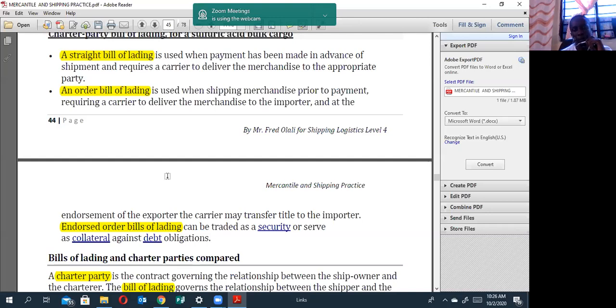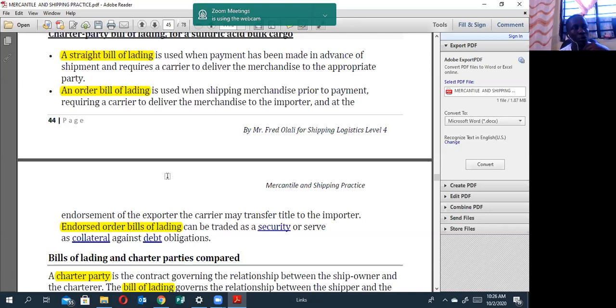Then we have an order bill of lading. This is issued when shipping merchandise prior to payment, requiring the carrier to deliver the merchandise to the importer, and at the endorsement of the exporter, the carrier may transfer title to the importer. So endorsed. This one, the order BL, is given prior to payment. So you haven't paid for the cargo, but the carrier has accepted to carry it on board.